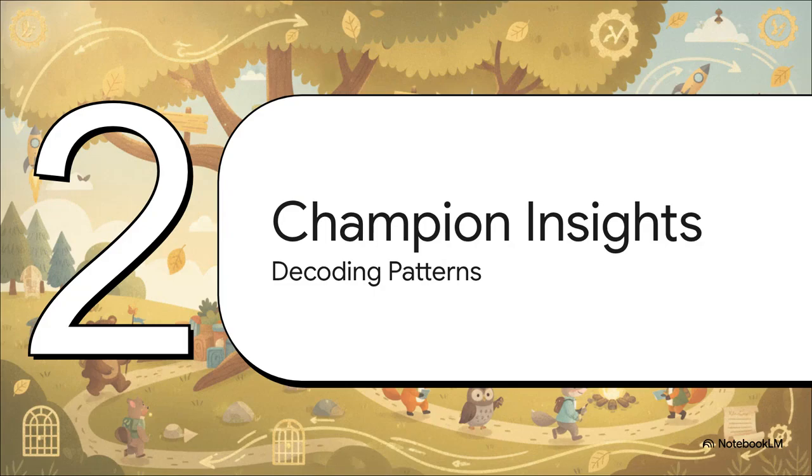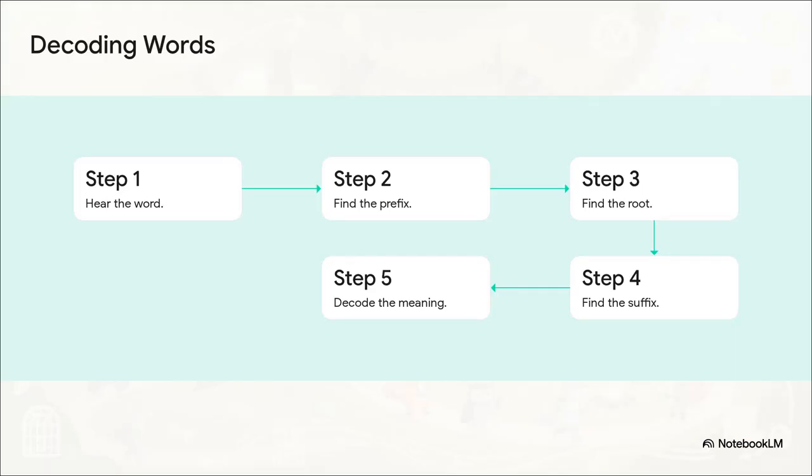Let's wrap up with some champion speller insights, specifically decoding those secret patterns. Here is the absolute secret formula that champion spellers use. Step 1, hear the word. Step 2, isolate the prefix. Step 3, find the root. Step 4, identify the suffix. Step 5, decode the combined meaning. When they hear a long word like intervention, they don't panic. They think inter plus vent plus ion. They basically break words down into Lego blocks. And honestly, that's exactly why mastering roots makes you unstoppable.